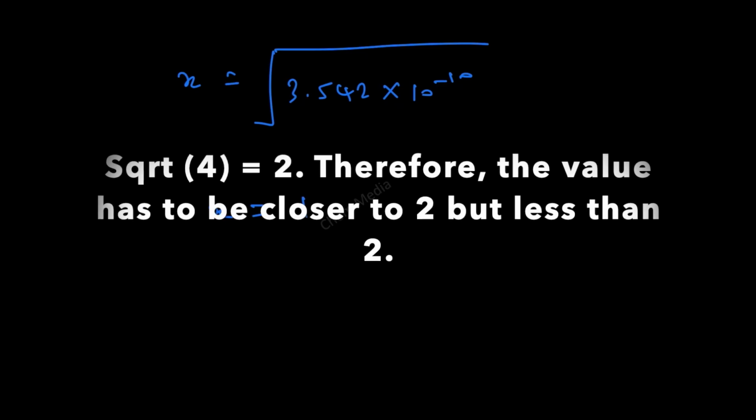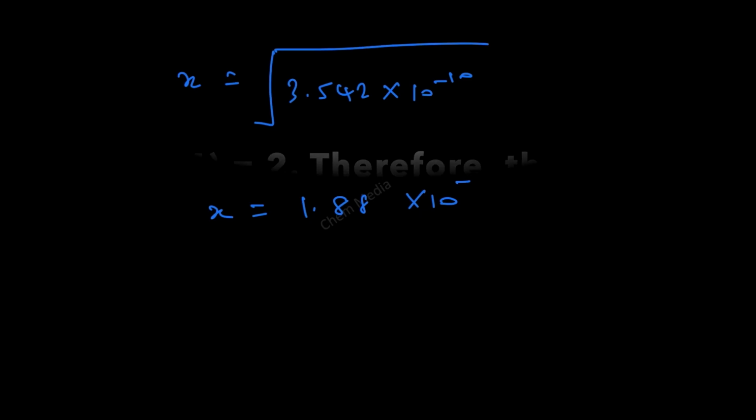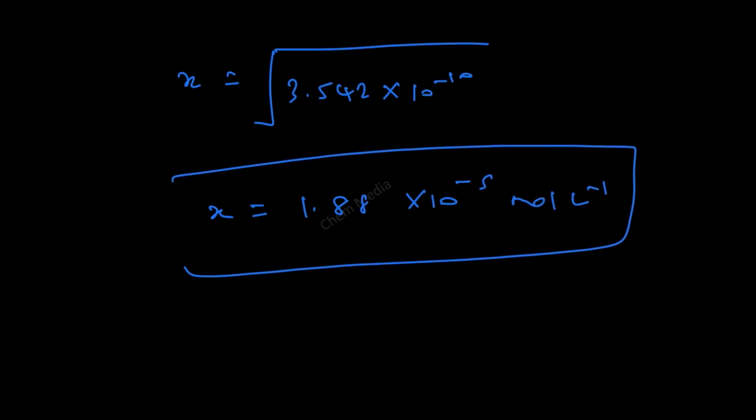Therefore, X is equal to square root of 3.542 times 10 to the power minus 10. Therefore, X is equal to 1.88 times 10 to the power minus 5 mole per liter, which we can approximately write as 1.9 times 10 to the power minus 5. That is the correct value.